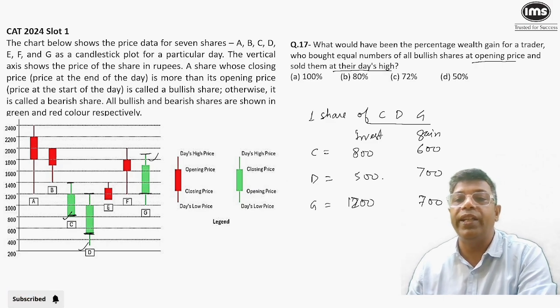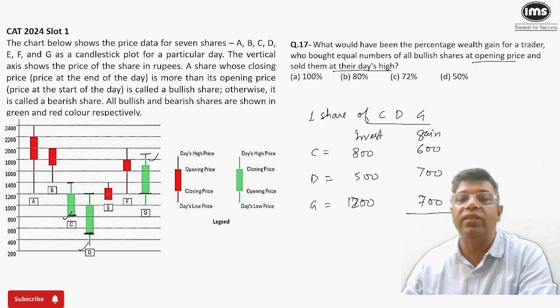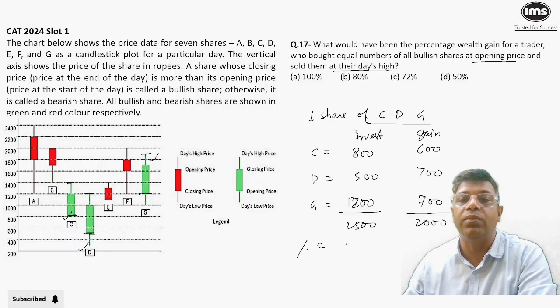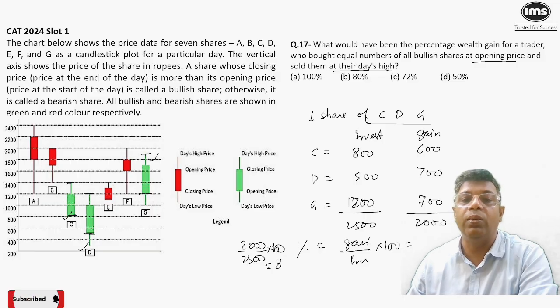So now your percentage gain will become the total gain. The total gain is 2000 rupees, and how much have you invested? 2500. So your percentage gain will become gain divided by investment times 100, which means 2000 divided by 2500 times 100. This will become 80%. So I think again B choice is the correct answer.